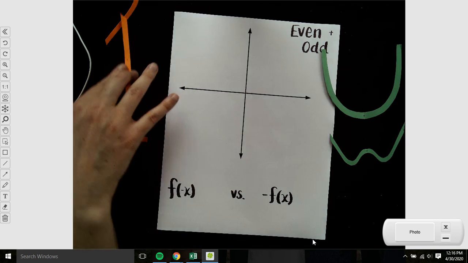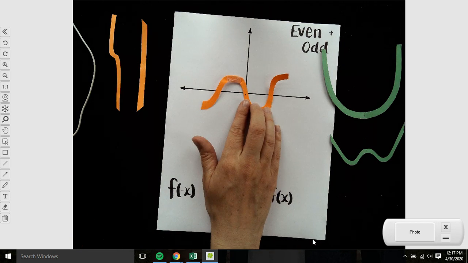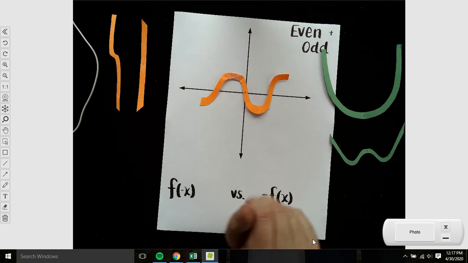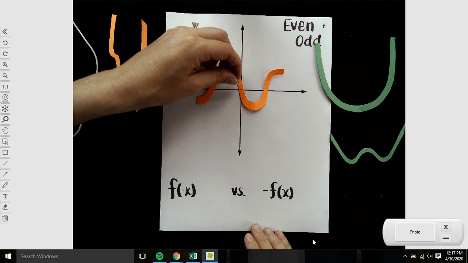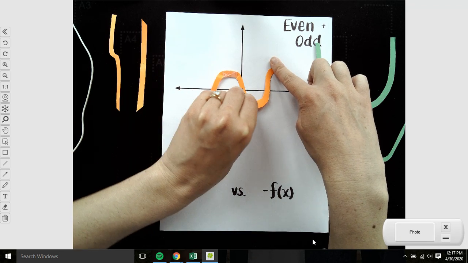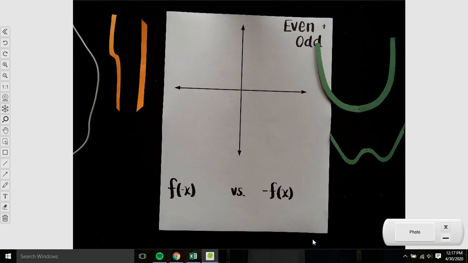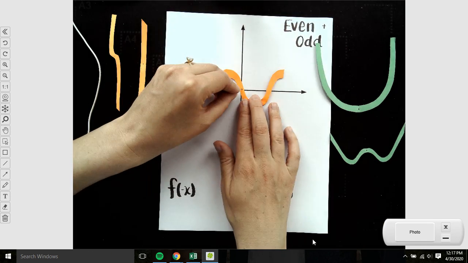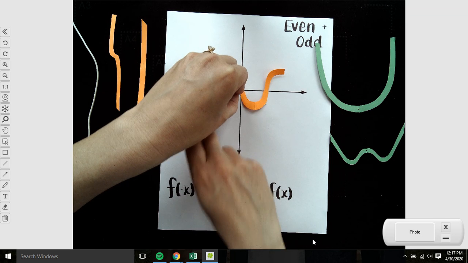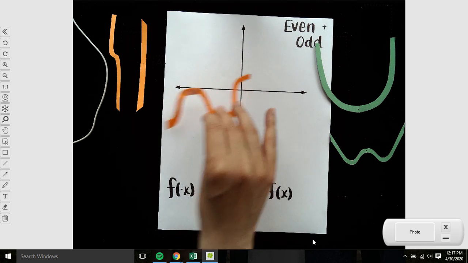So I'm going to show you one more function that comes out being odd. Here's my next function. I tried my best to make this symmetric. It was not easy to cut out. If I rotate around this one point 180 degrees, so I'm going to start here and I rotate, notice what the function looks like. Oh, it is still the same function. I'll do that one more time. So if I start at the middle, notice I'm rotating about the origin, 180 degrees, same function. So that is the difference between even and odd.